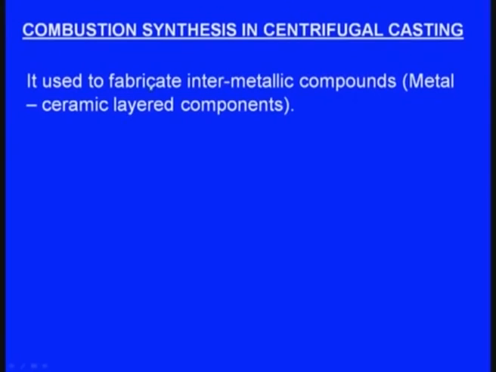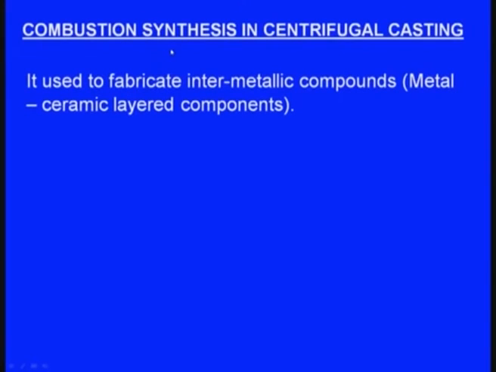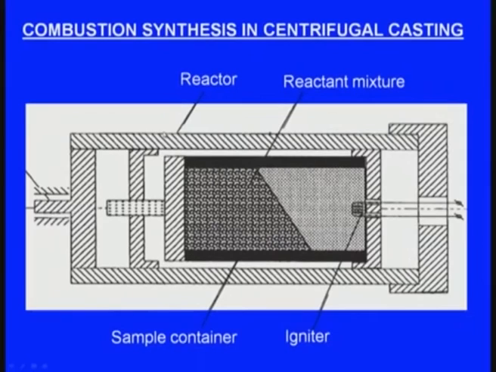It is used to fabricate intermetallic components, metal and the other one is the ceramic layered components. So, to fabricate intermetallic components, this centrifugal casting process is used, in which combustion based synthesis will be taking place. And here we can see this process in detail using a diagram. So, this is the combustion synthesis in the centrifugal casting process.